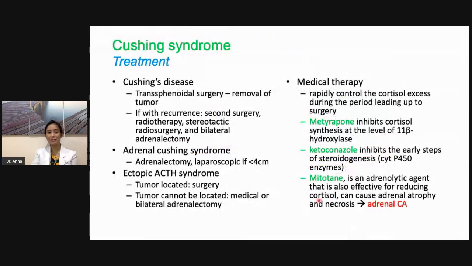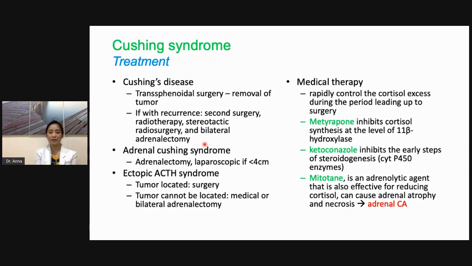So how do we treat? If it's Cushing's disease, your best bet is transsphenoidal surgery. Now, if there's recurrence, you can do radiotherapy. In extreme cases, intractable cases, you can do a bilateral adrenalectomy, but it's a very, very morbid procedure. If the patient has adrenal Cushing syndrome, of course, you do an adrenalectomy. If it's less than 4 cm, you can do a laparoscopic surgery.